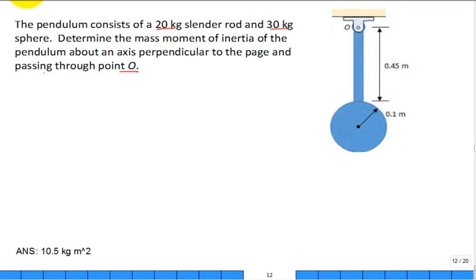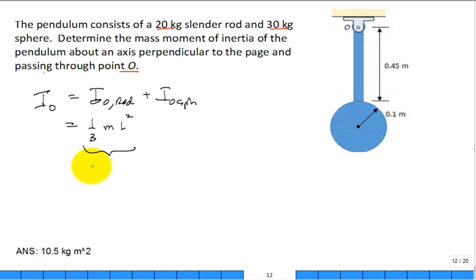All right, I'll pick it up here. To calculate the mass moment of inertia about point O, you would do it for the rod and the sphere. For the rod, you can just use 1/3 the mass of the rod times the length of the rod squared. And I think most people got that. And that came in at 1.35 kilogram meter squared. Thumbs up, just for the rod.